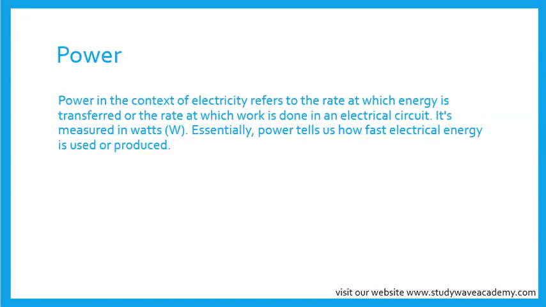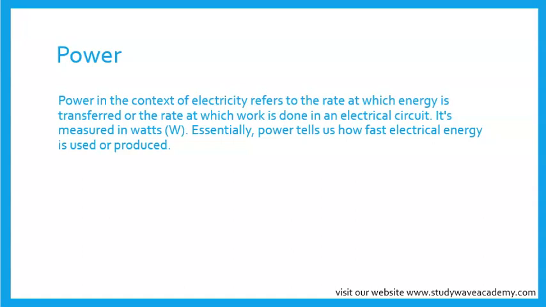Power. Power in the context of electricity refers to the rate at which energy is transferred or the rate at which work is done in an electrical circuit. It's measured in watts. Essentially, power tells us how fast electrical energy is used or produced. Okay? So power is the rate at which energy is transferred or the rate at which work is done.